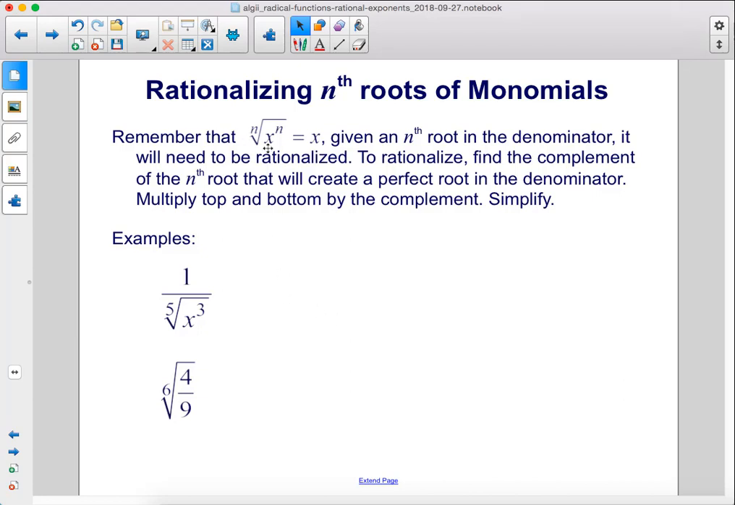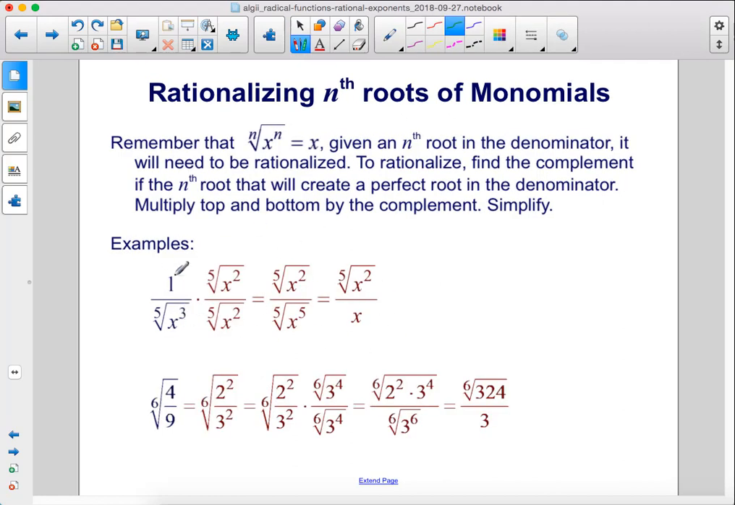Remember that the nth root of x to the n equals x. Given an nth root in the denominator, it will need to be rationalized. To rationalize, find the complement of the nth root that will create a perfect root in the denominator. Multiply top and bottom by the complement. Simplify. Here are some examples.